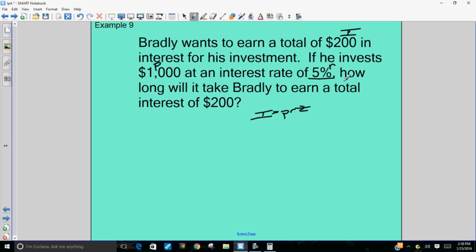Look what this one's saying. How long? It's looking for the time. We know what the principal is. We know the interest rate. So we know the I. We know the P. We know the R. Plug those in. Figure out the total time. And then turn your paper in.